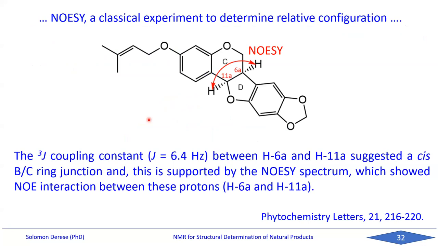Of course, NOESY is a classical experiment one can use to determine the relative configuration. For example, in this pterocarpan, these two protons could be cis, as shown here, or trans. If they were trans, this proton will come out of the board this way, the other one will go the other way, and they will not be in close spatial proximity, therefore they will not have any NOESY correlation. But since these two protons have shown NOE correlation, they must be on the same side, therefore the CD ring junction is cis and not trans.